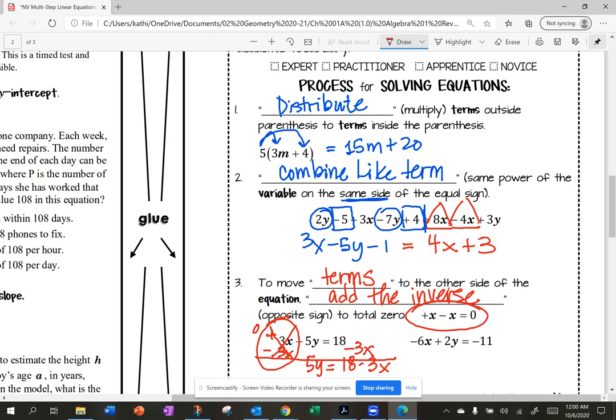My second example, if I have a minus 6x, the inverse is plus 6x. So I want same number, opposite sign. So this totals 0. So I have 2y equals negative 11 plus 6x.